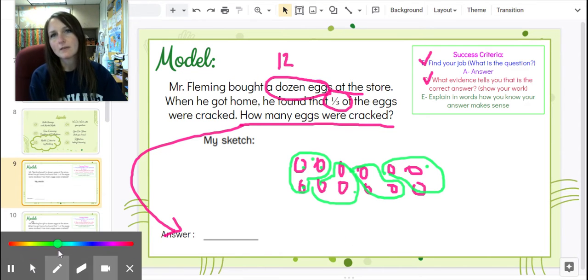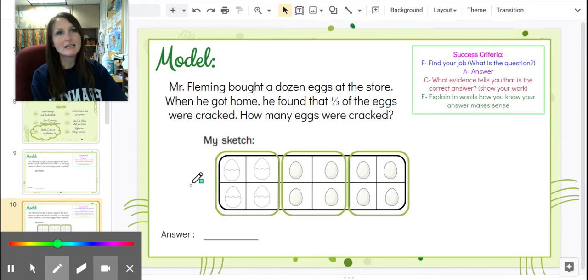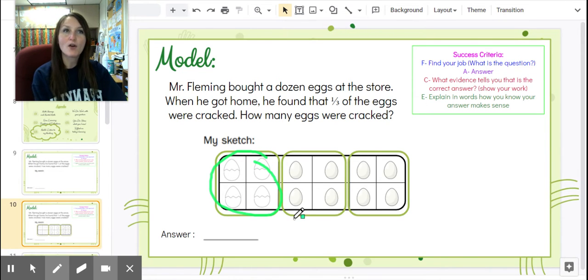I think the better way to do this would be to look like this. I have my 12 eggs again in the carton, and I end up with 4 of them. If I only had 3 in each group, I had too many groups, but if I put 4 in each group, I end up with 3 groups. 1 group, 2 groups, 3 groups. And then the 4 eggs in this group are cracked.